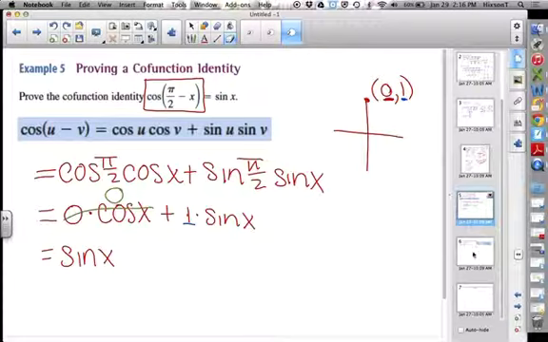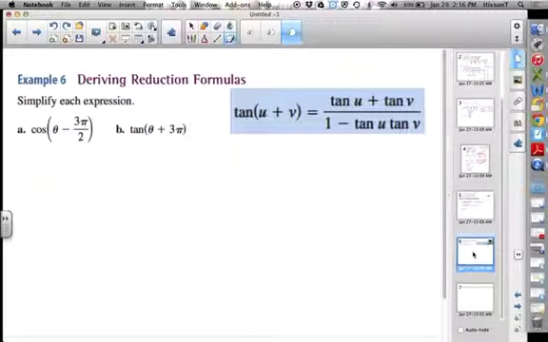Next. Let's try another one. We haven't done one with tangent yet. Okay? So let's try that. And just before we even get started, what's the period of tangent?